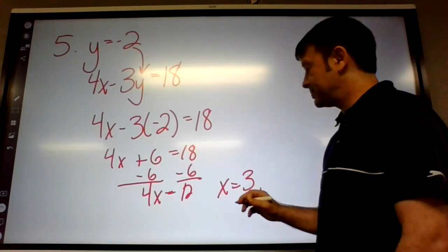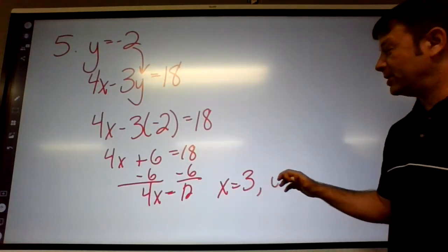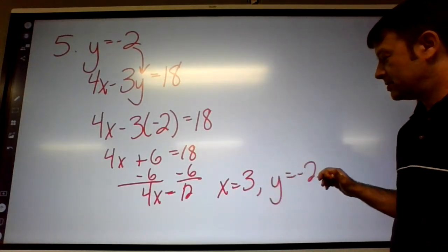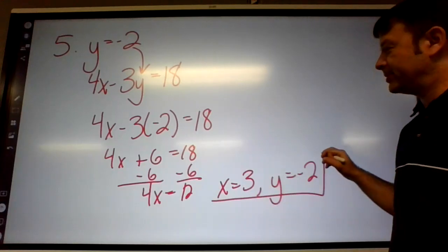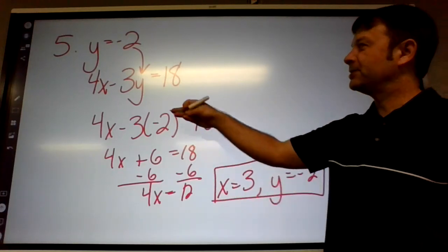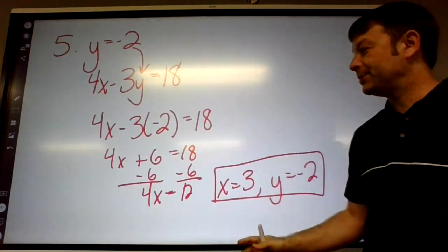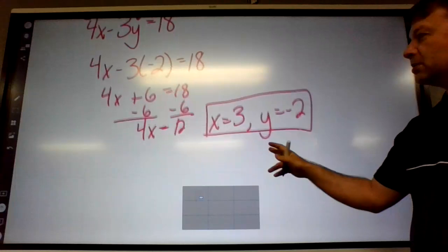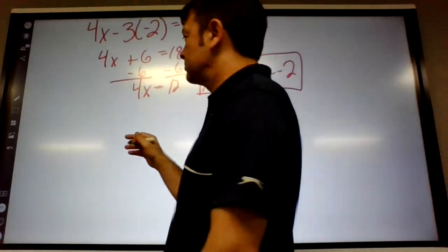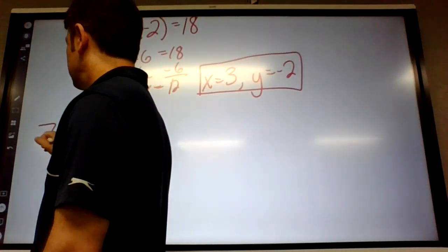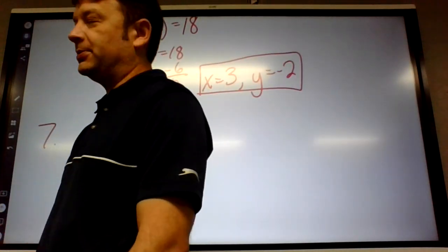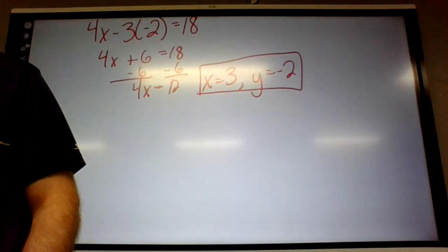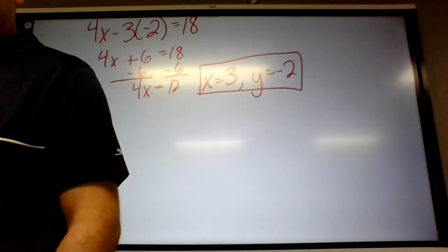Okay, x equals 3. How do I find y? Nope, they just told me what it was. Trick question. Y equals -2. You could plug it in, and you would get y is -2, but you don't need to.